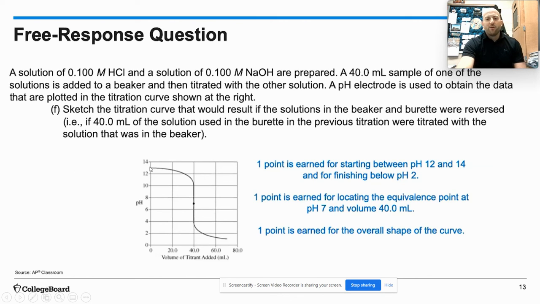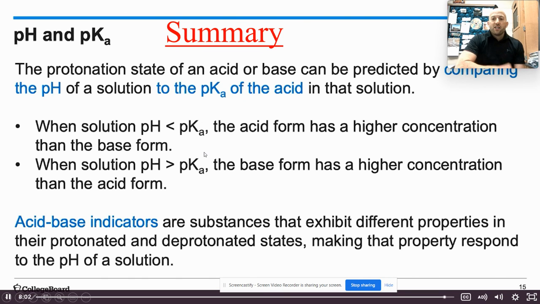One point for starting between 12 and 14. Another point for locating the equivalence point at 7, and then finishing out. That's a 3-point question, and not a very hard one if you understand what's going on with this. She gives a very nice summary here at the end, so let's take a look at that.